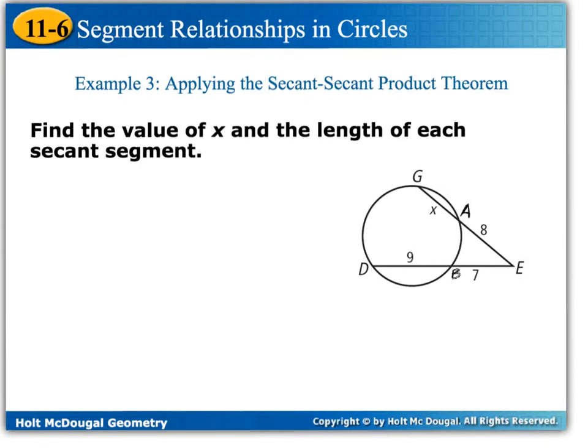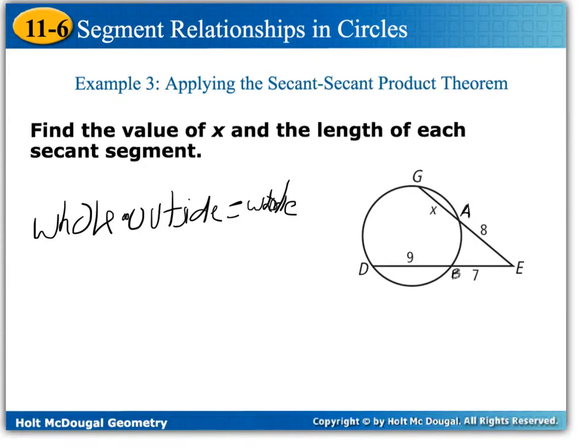Find the value of x and the length of each secant segment. So what I need to do is figure out what property I'm going to use. I'm probably going to use the one I just learned. I am. So I need to figure out what the whole length is. I'm going to have whole times outside equals whole times outside. All right, let's do the GE. That's supposed to say outside. Just pretend it does. Here I got the outside. I know this is going to be 8.